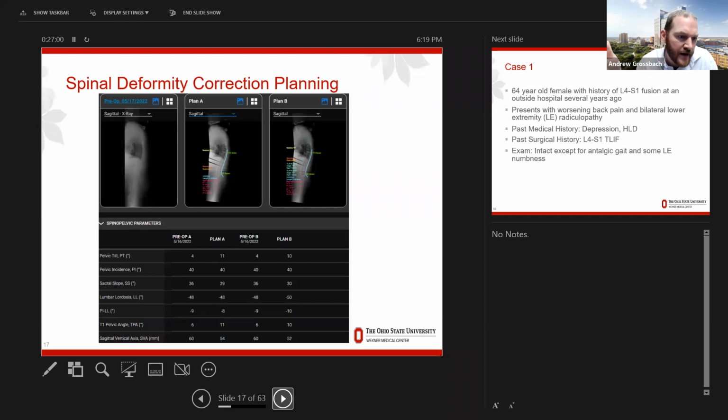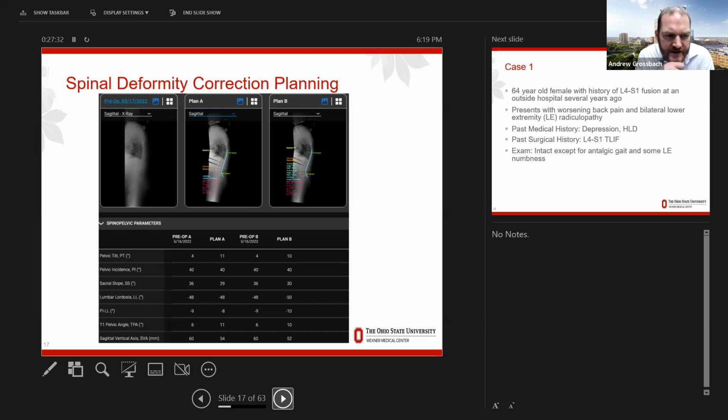In this one, they basically planned what things would look like, and I know it's really small, with plan A, no interbodies, and plan B, TLIFs at L4-5 and L5-S1. It didn't make a huge amount of difference, as we're not trying to get a lot of sagittal correction here. Typically in my long constructs, I like interbodies at my bottom two levels. So for this one, I selected plan B because I want interbodies for anterior column support for fusion.